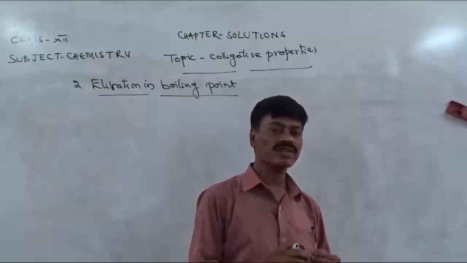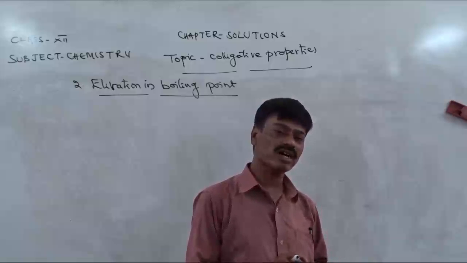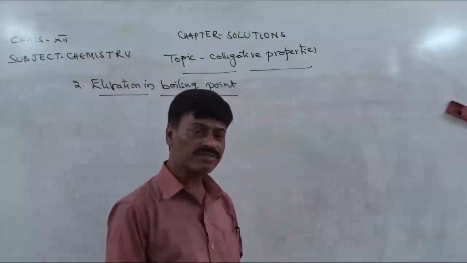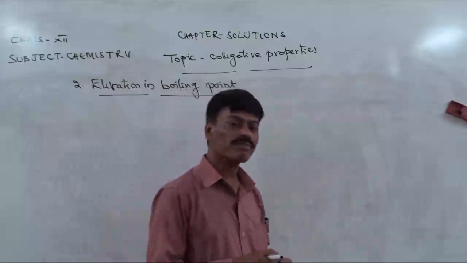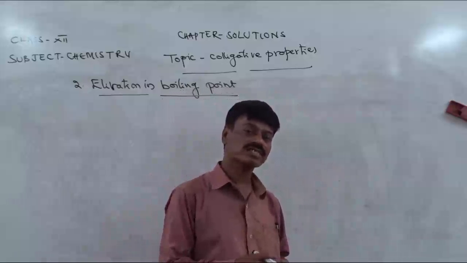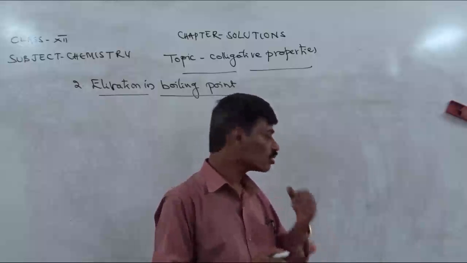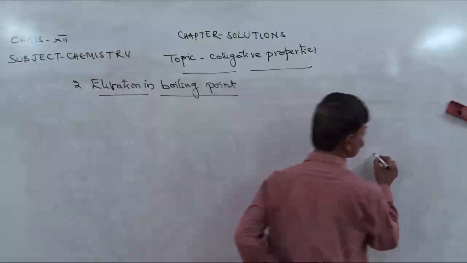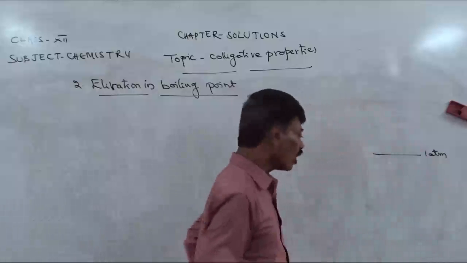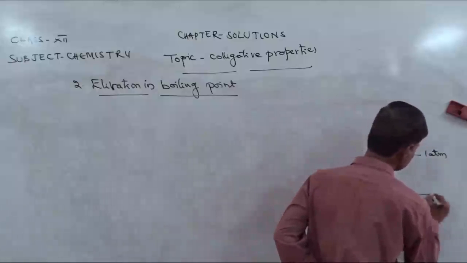And here the amount of heat energy given is more when compared to the amount of heat energy required to boil only solvent, because vapor pressure of solvent is high when compared to that of solution. Therefore, solvent boils first when compared to its solution, binary solution. Imagine children, this is 1 atm pressure, 1 atmospheric pressure, and we have a particular solvent, right?